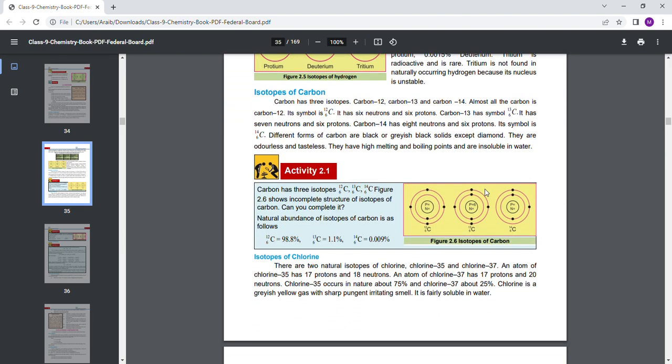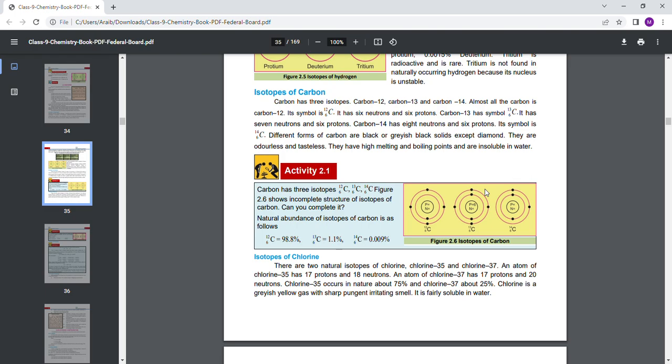Isotopes of carbon. Carbon has three isotopes: carbon 12, carbon 13, and carbon 14. Almost all carbon is carbon 12. This is its symbol, C. It has 6 neutrons and 6 protons. Carbon 13 has the symbol C, 13 over 6. It has 7 neutrons and 6 protons. Carbon 14 has 8 neutrons and 6 protons.